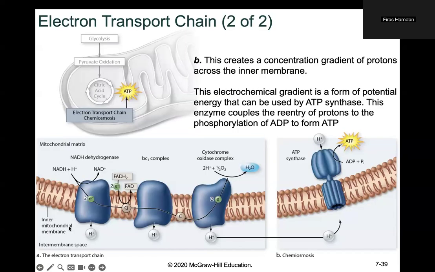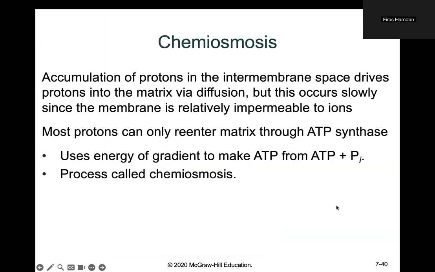As I said, all these protons are basically being pumped out by these pumps, fueled by the energy from the electrons being passed around. So you create a big concentration gradient, a much bigger amount of hydrogen protons in your intermembrane space, which then drives them to go back through passive diffusion. And this has been going in through this nice big channel called ATP synthase.